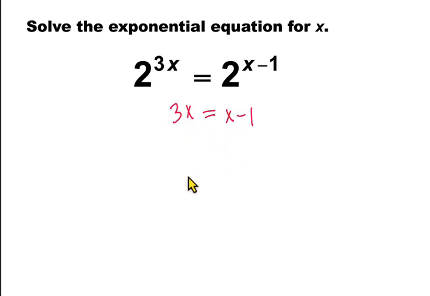Subtract x from both sides to get 2x equals negative 1. To solve for x, divide both sides by 2, and we get x equals negative 1/2. When solving exponential equations, look for a common base. That way you can write an equation based on the exponents.